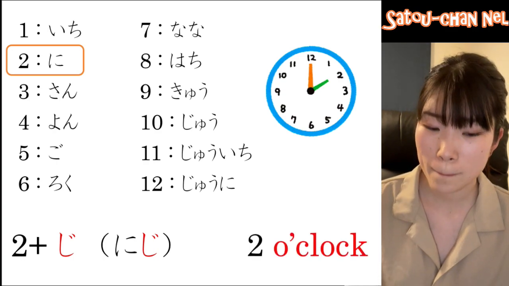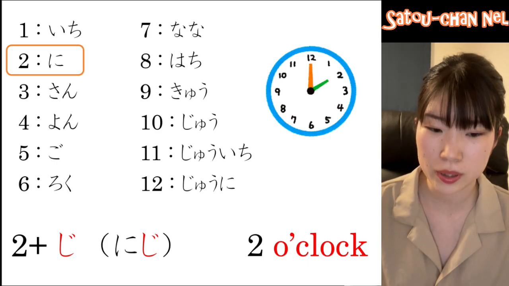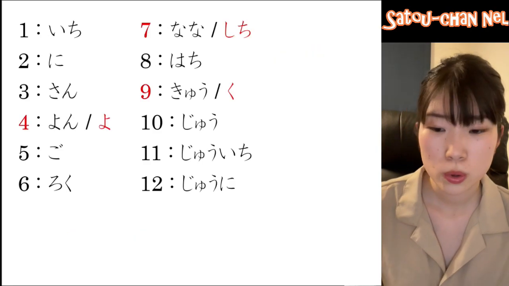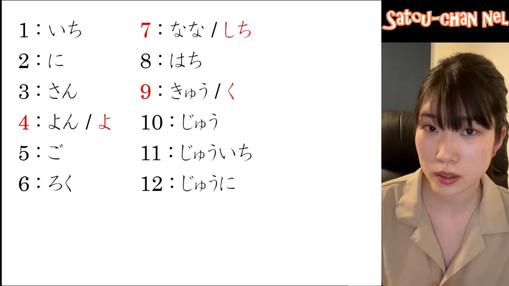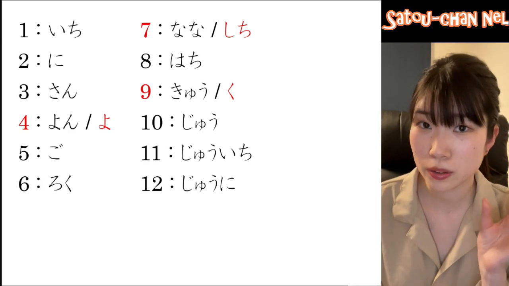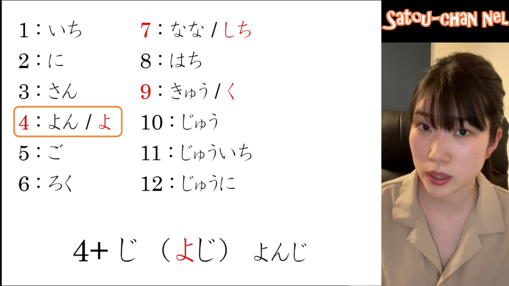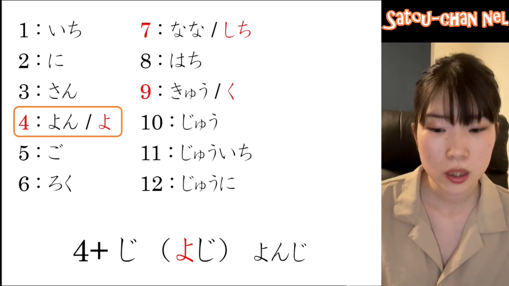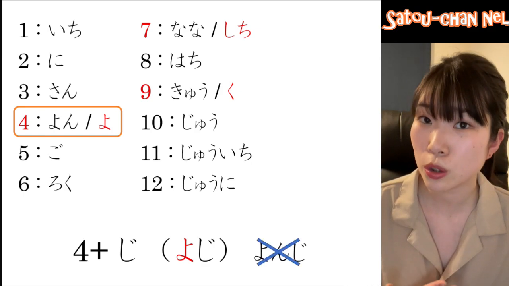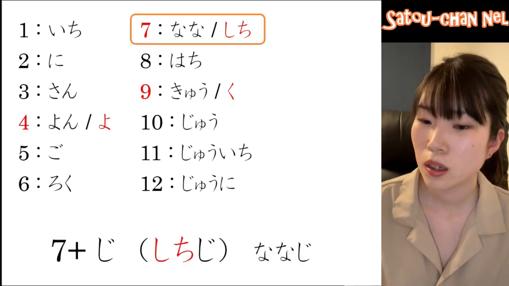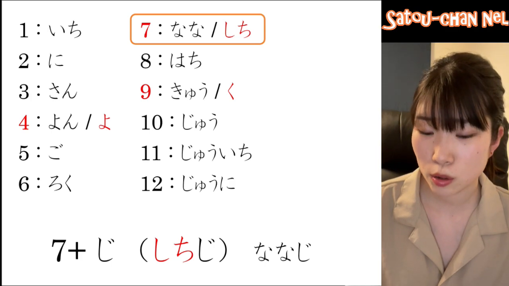So it's simple, but there are some irregular numbers where you have to change the pronunciation. 4, 7, and 9. You need to change the pronunciation of these numbers when you add 時 after them. 4 o'clock is 4時, not 4時. And 7 o'clock is 7時.